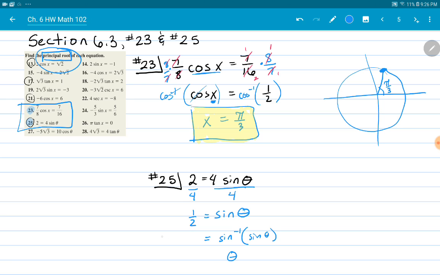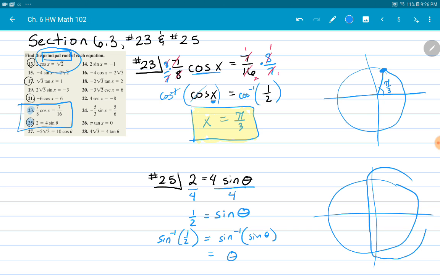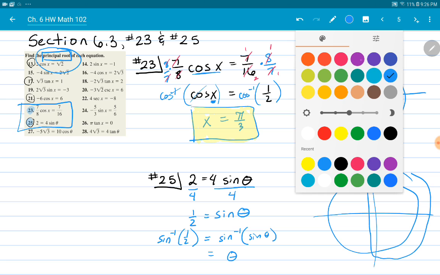So if I take sine inverse of sine theta, I get theta. And whatever I do on the left, I have to do on the right. So sine inverse of 1/2, I have to think, okay, so on my unit circle, now remember I'm on that restricted domain unit circle, so I'm not using the whole circle. For sine, I just use the right side of the circle.